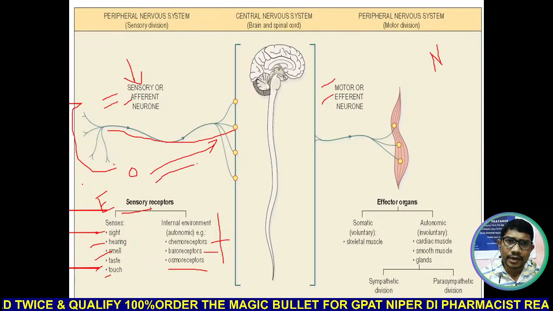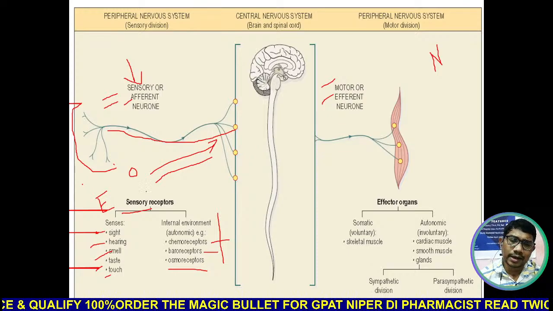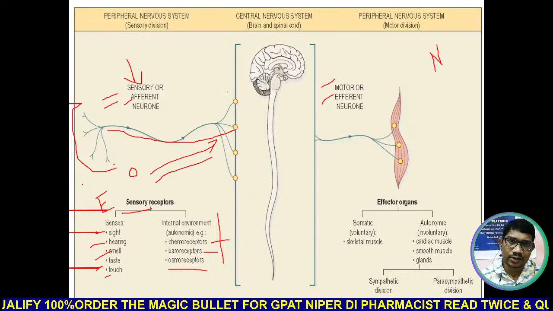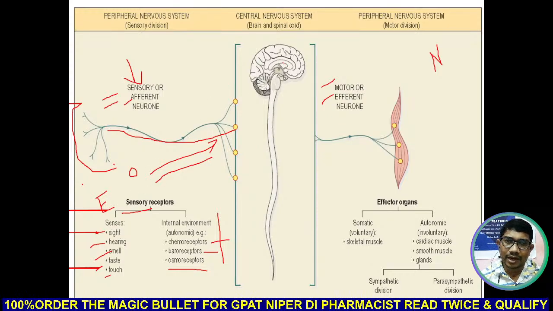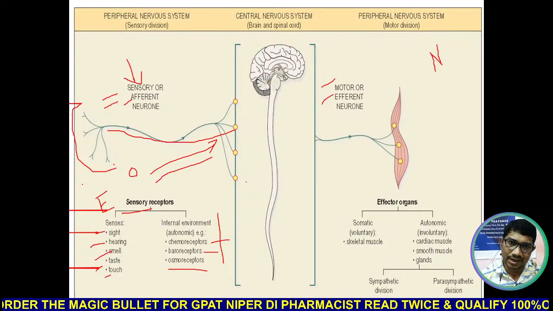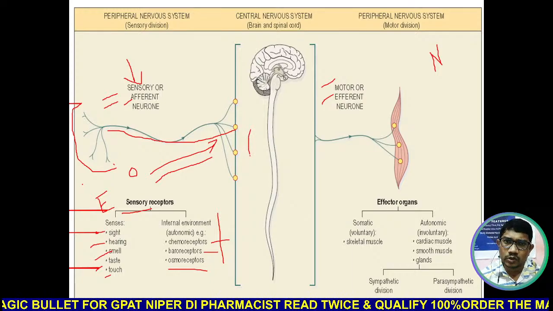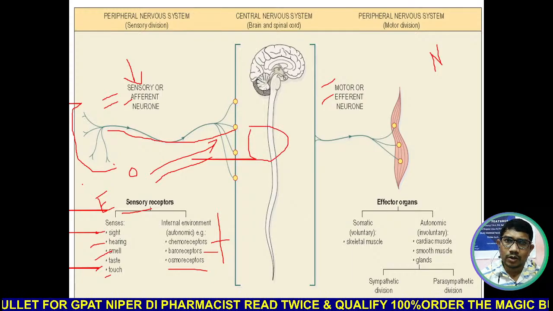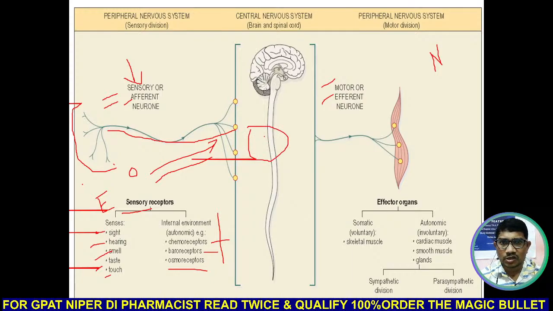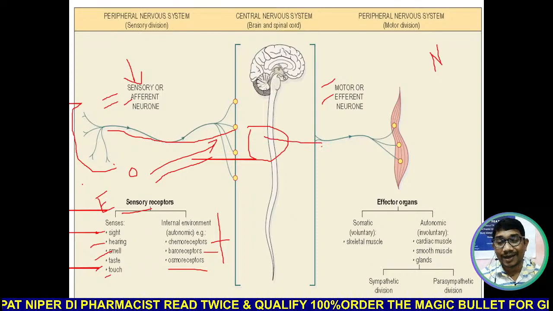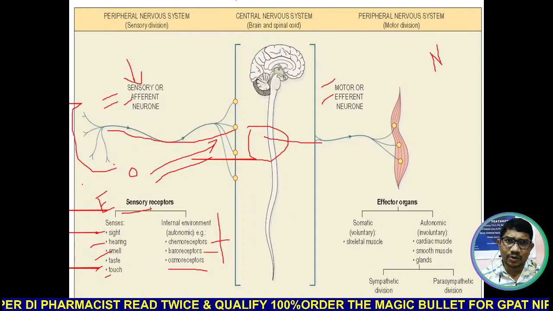So any changes that are recognized, that sense is carried to the brain. The brain and spinal cord will process that information. In the brain and spinal cord, the input information will be processed, and after processing, there will be an action. So brain and spinal cord, okay.